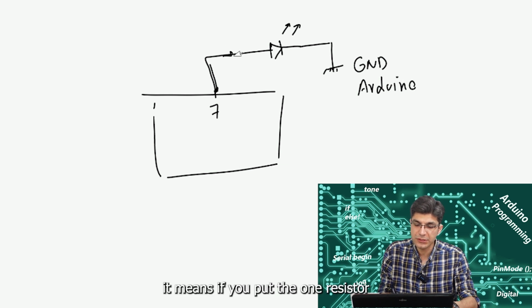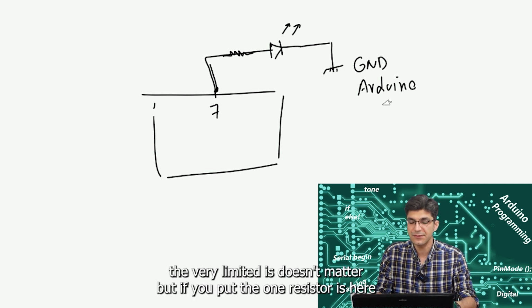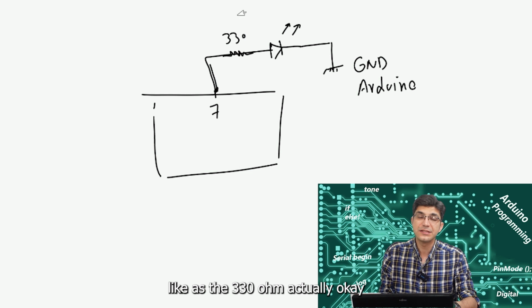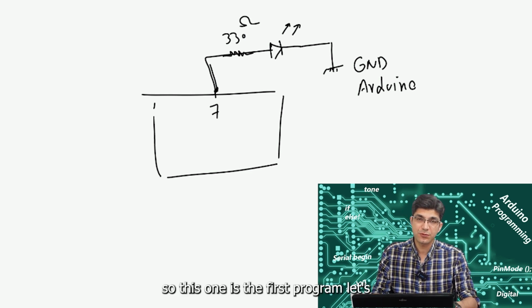If you put a resistor it is okay, but if you don't put it, because the current is very limited, it doesn't matter. But if you put a resistor here, such as 330 ohm, it is okay. So this is the first program.